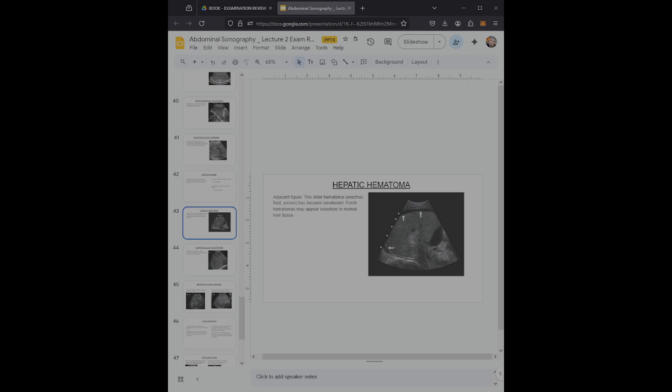Hepatic hematoma. This can be the consequence of trauma or surgery, and patients will have a decreased hematocrit. Patients can present with fluid that is under Glisson's capsule, and hematomas can be solid or complex depending on their age.